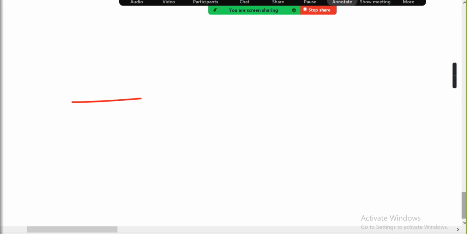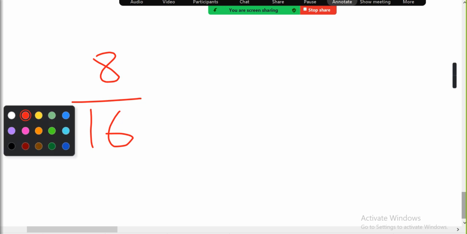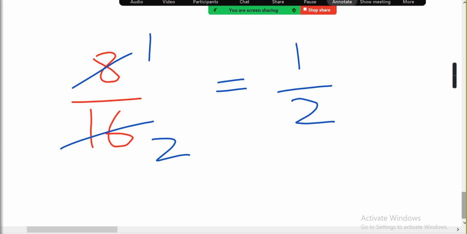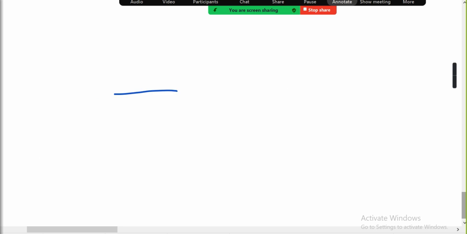Okay, for example, if we have 8 by 16, we will see, are they divisible by any table? Are they divisible by 2? Yes, they are. Okay, we will see a bigger number. Are they divisible by 4? Yes, they are. Is there any other bigger table by which they are divisible? Yes, they are divisible by 8. 8 1 times 8, 8 2 times 16. So, it is 1 by 2.